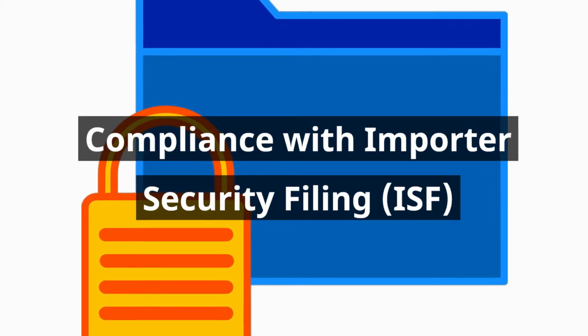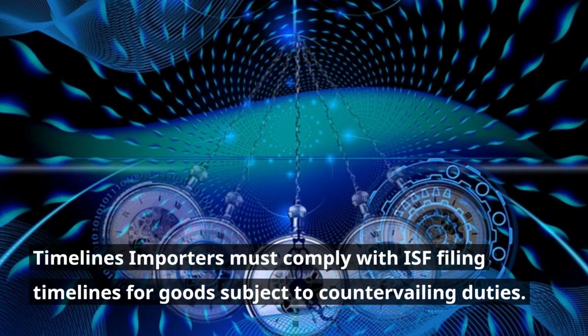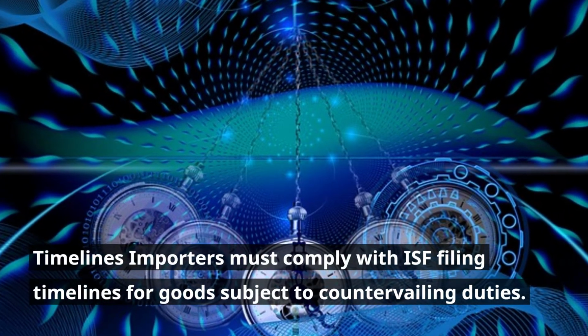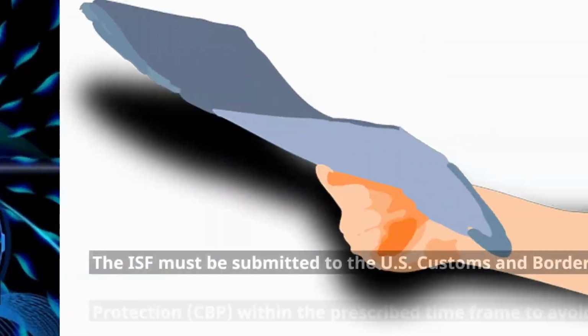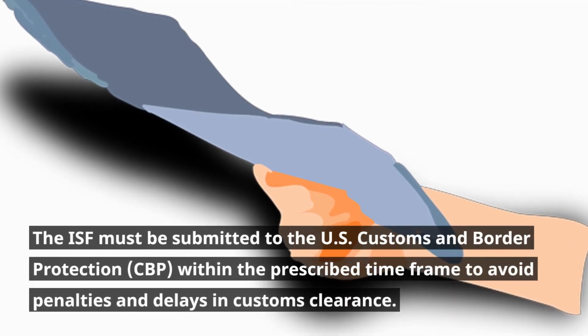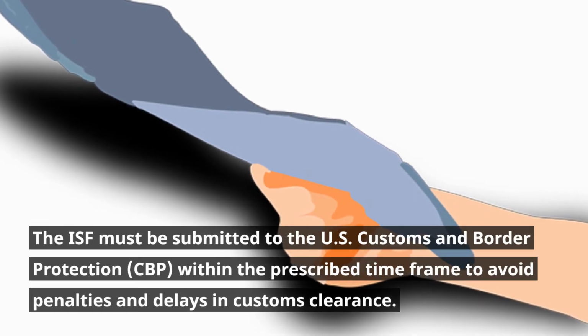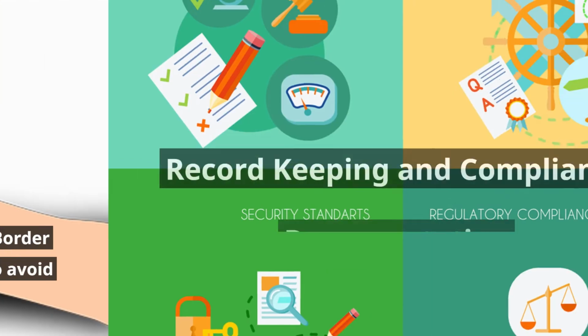Compliance with Importer Security Filing (ISF) timelines. Importers must comply with ISF filing timelines for goods subject to countervailing duties. The ISF must be submitted to the U.S. Customs and Border Protection (CBP) within the prescribed timeframe to avoid penalties and delays in customs clearance.